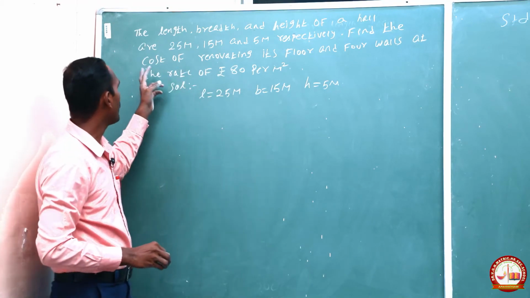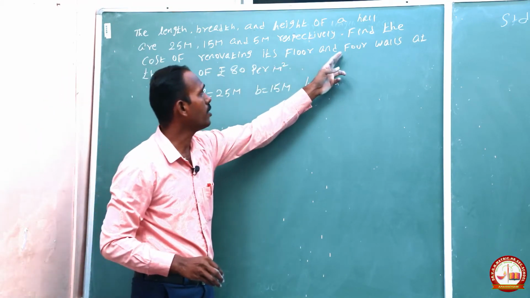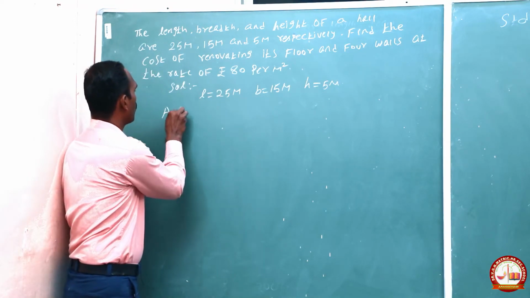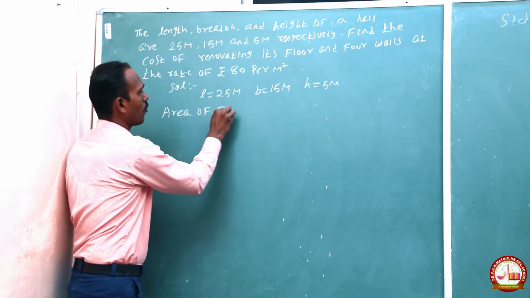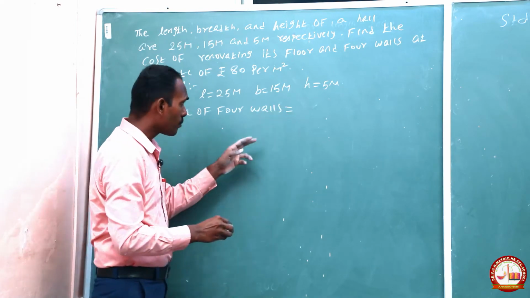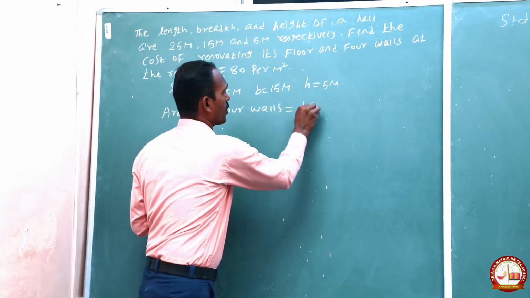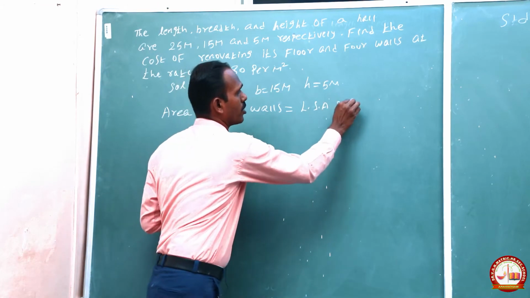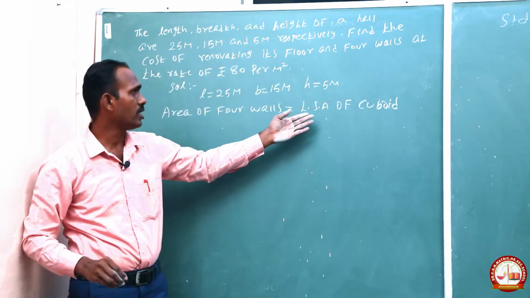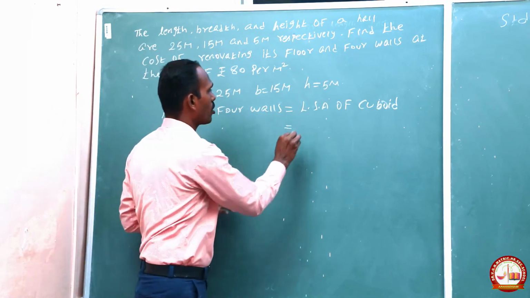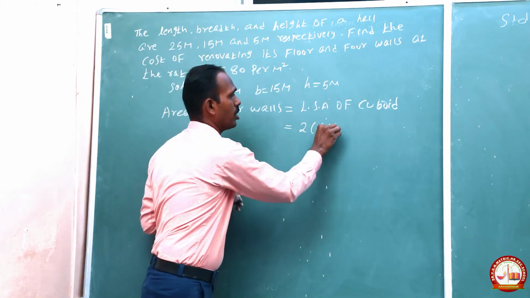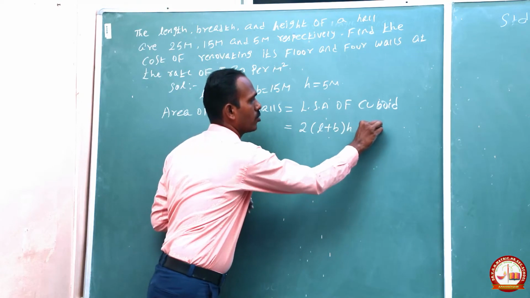Okay, what is the question? Find the cost of renovating its floor and 4 walls. So we find the area of 4 walls. Area of 4 walls is equal to LSA of cuboid. We know the formula of LSA of cuboid. Okay, what is the formula? 2 into (L plus B) into H square units.